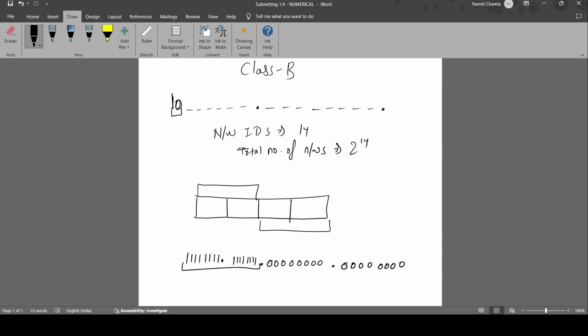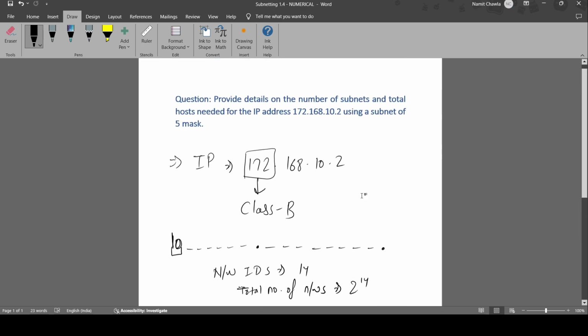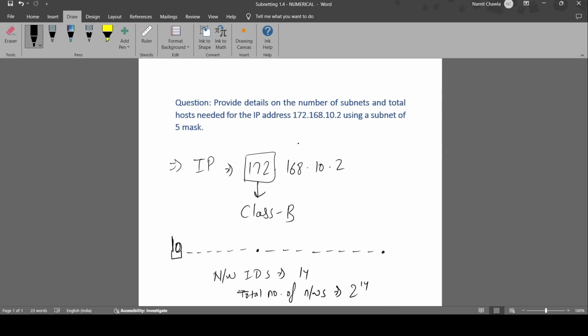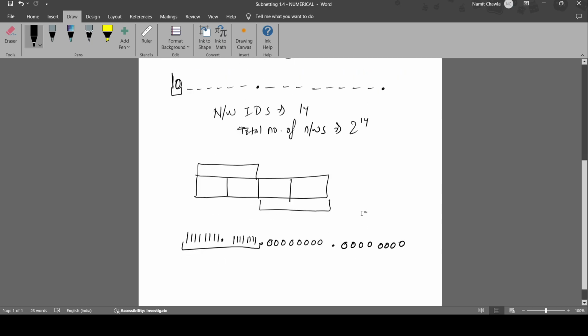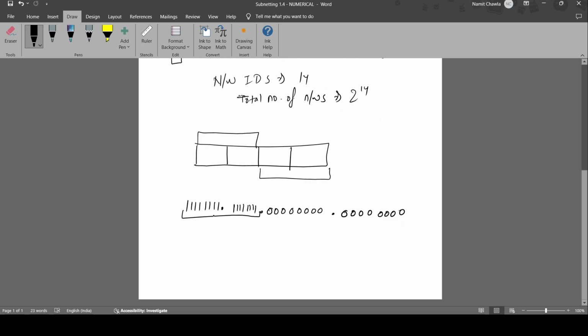Now if we go through the question, it says that on this IP address, 172.168.10.2, you are supposed to use a subnet of 5 mask. It means that for subnetting, an additional 5 bits are used. So how are we going to identify those next 5 bits? We'll go through the MSBs of the host ID. So most probably we are going to choose the first 5.